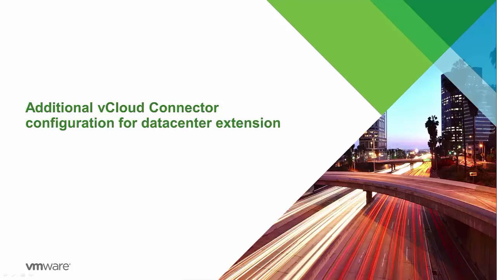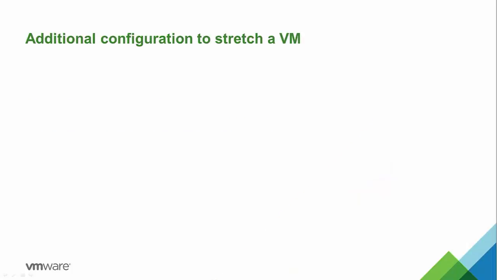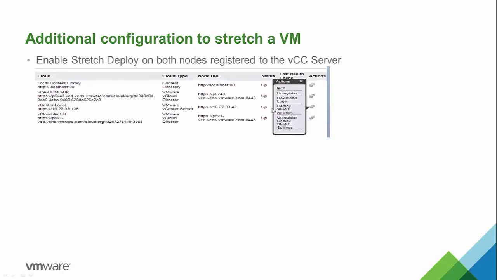extension. To do this, we'll need to go back to the VAMI management interface on the vCloud Connector server. That's the one that runs on the vCloud Connector server IP on port 5480. Once open, go back to the Nodes tab and locate the local node and the destination vCloud Air node. If you highlight the cogs under actions for each one, you will see Deploy Stretch Settings.